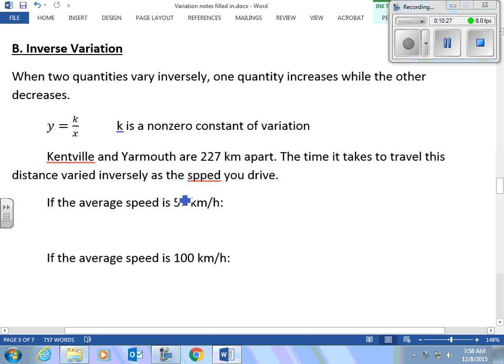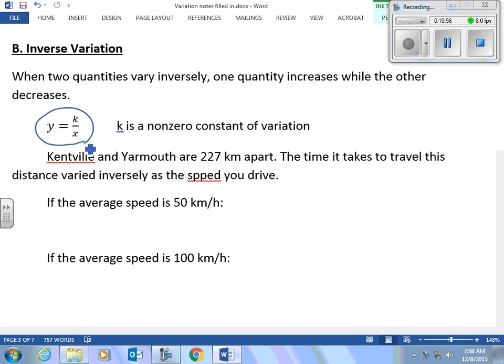And then the second one is called inverse variation. So when two quantities vary inversely, when one quantity increases, the other one decreases. So you can see that the formula looks a little bit different. It becomes y equals k divided by x, or you could think of it as k times 1 over x. And again, k will be a non-zero constant of variation.